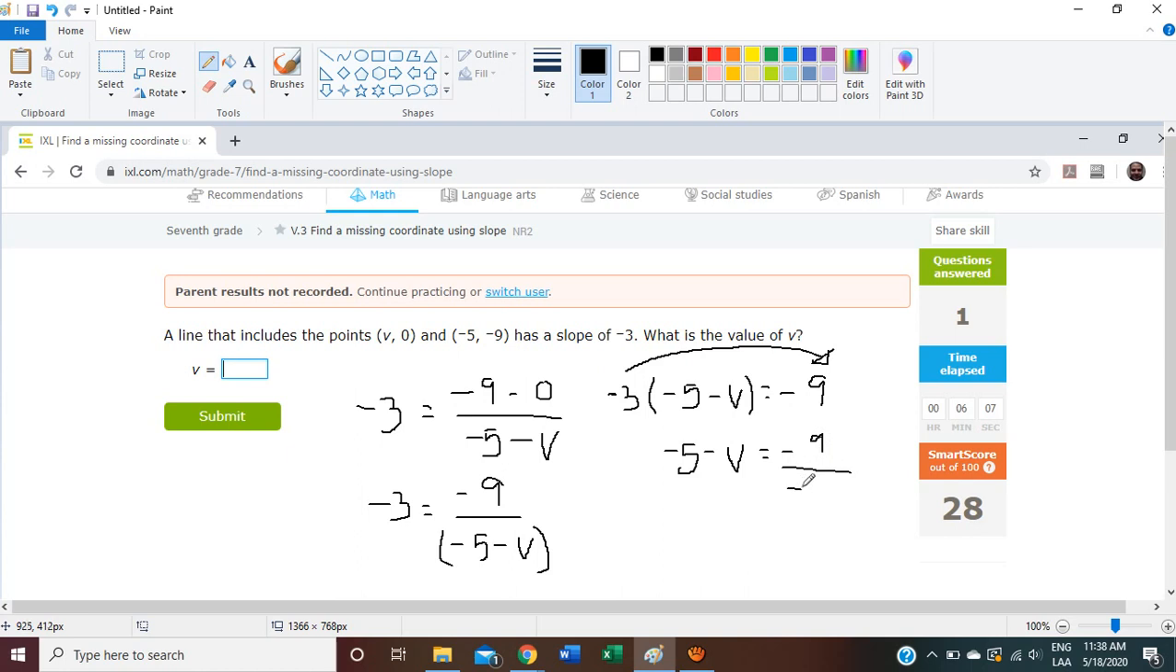divided by negative 3. Remember, it is negative because it is multiplying, it is dividing. Remember, in multiplication and division, the number that we send to the other side keeps the symbol. We don't change the symbol. So we just do the operation. Negative 5 minus v equals negative divided by negative equals positive. 9 divided by 3 equals 3.